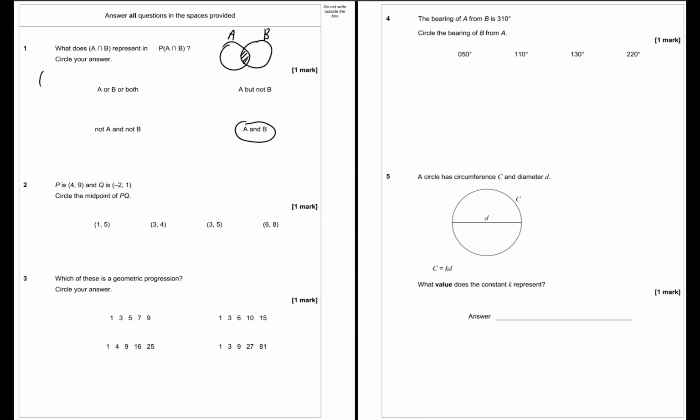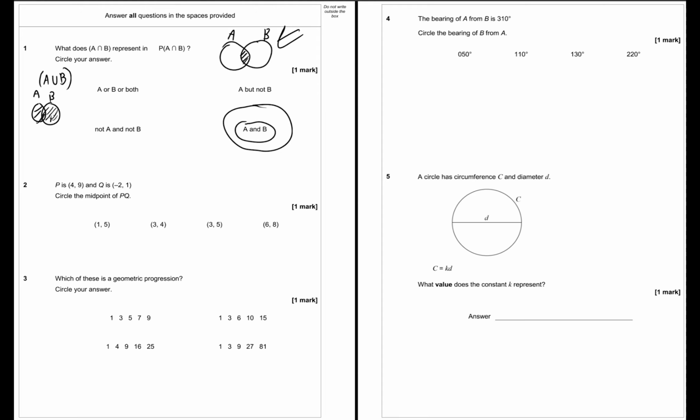So let's just go through A union B. What would that be? If this is A and this is B, A union B would be the whole thing. So A or B. But the answer for this one is A and B.